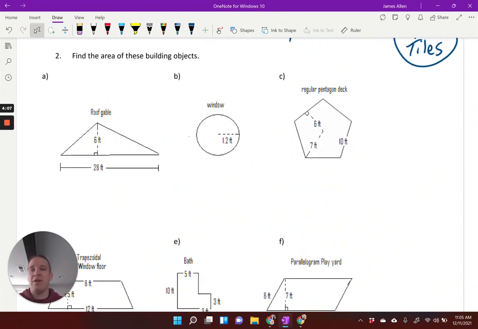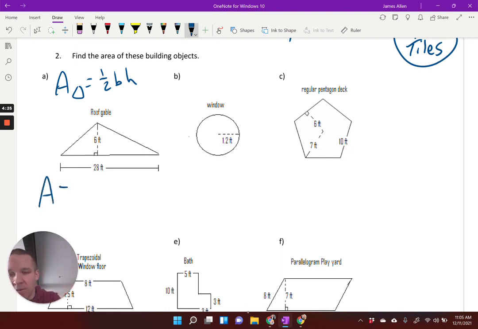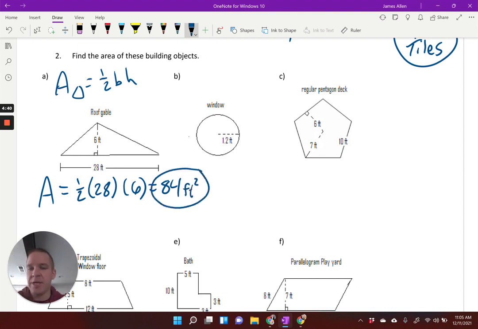Number 2 here. Find the area of these building objects. All right. Area of a triangle is 1/2 base times height. That's a formula you should have committed to memory, okay? Well, my base is 28 and my height is 6. The base and the height are always perpendicular to each other. They have to be perpendicular. So here I'm going to have area equals 1/2, and then base is 28, height is 6. So if I multiply those all together, I get 84. It's square feet, so that's an acceptable notation. Awesome sauce. Wonderful. Fantastic.